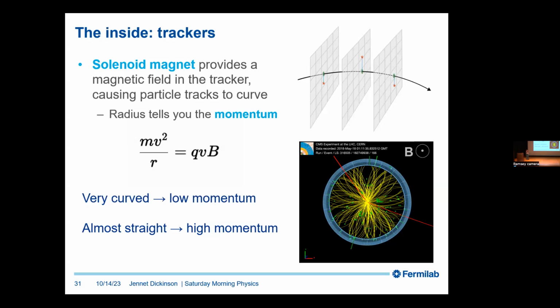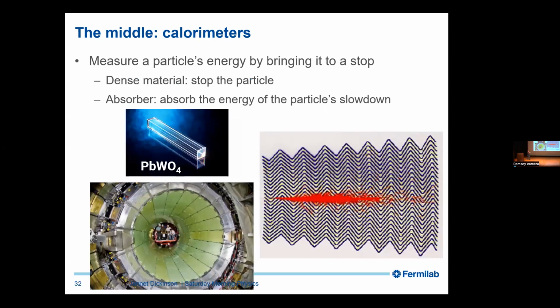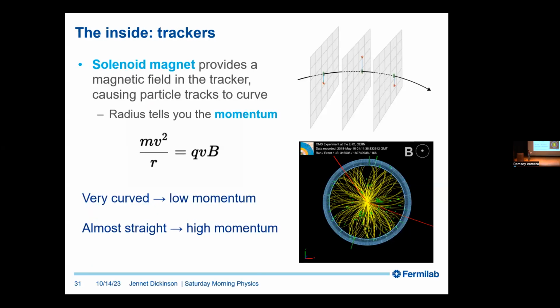If your magnetic field is pointing into the board, it's making things curve in a plane that's transverse to the proton beam. The proton beam is coming into the center here and out of the center. They're colliding, and then you have this magnetic field that's making your tracks. When you have very low momentum, you end up with stuff that's very curved. So that's all this yellow stuff over here. And when you have something with high momentum, it's going to end up being almost straight. So that's these tracks with high momentum, these red ones here.